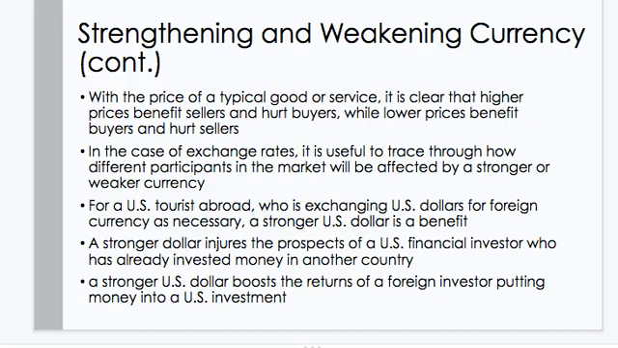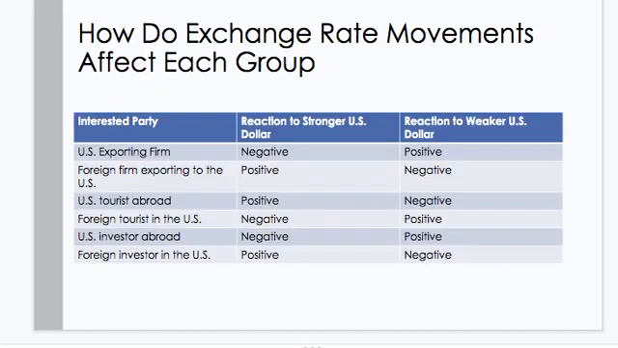In the case of exchange rates, it's useful to trace through how different participants in the market will be affected by a stronger or weaker currency. For a U.S. tourist abroad who is exchanging U.S. dollars for foreign currency as necessary, a stronger U.S. dollar is a benefit. A stronger dollar injures the prospects of a U.S. financial investor who has already invested money in another country. A stronger U.S. dollar boosts the returns of a foreign investor putting money into a U.S. investment. Here's a little table that recaps it all.